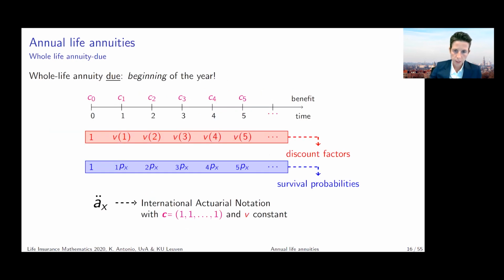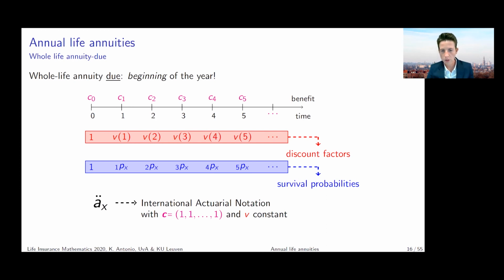I think I've got the timeline pictured over here. So the whole life annuity due pays at the beginning of the year. I draw it in a bit more general way over here. So I've got cash flows C. They do not necessarily need to be €1. It can also be a more general cash flow pattern. I've got my discount factors over here. The fact that I use the brackets here is to indicate that I would allow for a variable structure there. And I've got the survival probabilities, right?